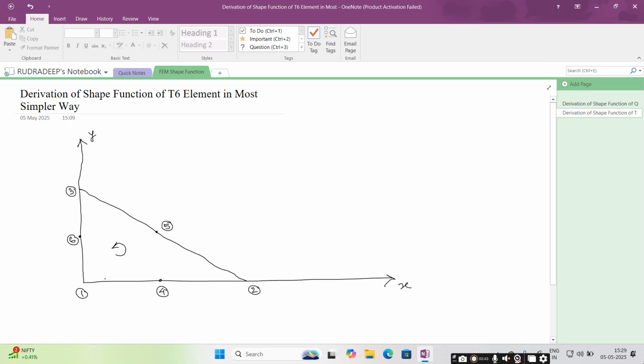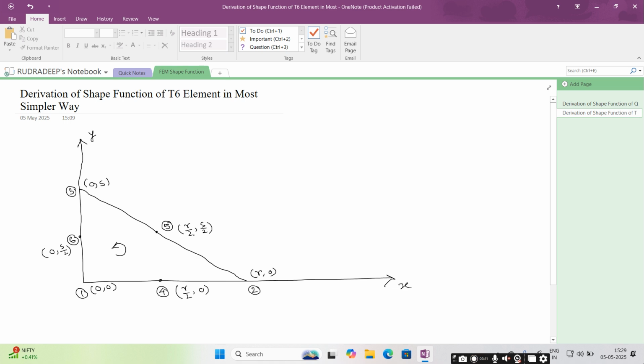Let's write down the coordinate of each node. This one is 0, 0. This one is r comma 0. This one is 0 comma s. This one is r by 2, 0. This one is 0, s by 2. This one is r by 2, s by 2.